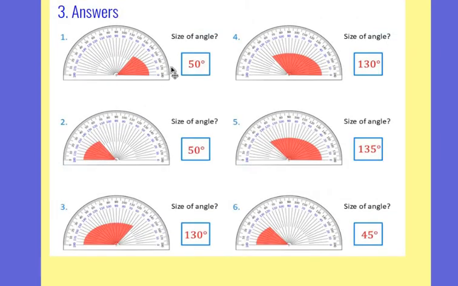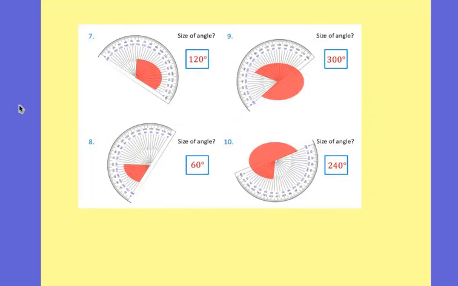And these are the answers. I was looking for 50, 50. Notice that even though we switched to the other side of the protractor, the red line still only shows 50 degrees. We're just going from either end of the protractor. I've then got 130 and 130 in exactly the same way. This one we've extended that angle just 5 extra degrees to give us 135 degrees. And the last one we've got 45 degrees.